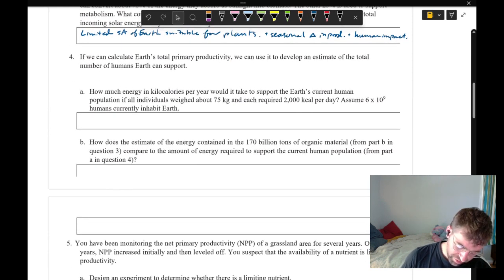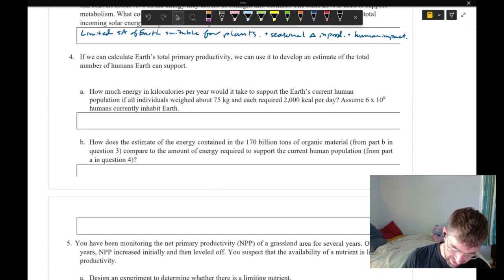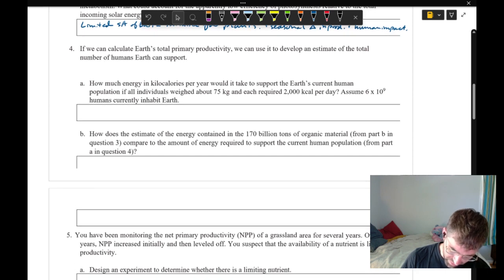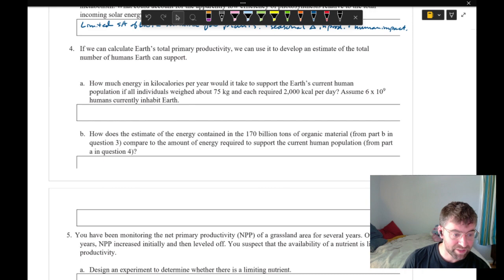If we can calculate Earth's total primary productivity, we can use it to develop an estimate of the total number of humans Earth can support. How much energy in kilocalories per year, if you're from the United States, we just call this calorie, would it take to support the Earth's current human population if all individuals weighed about 75 kilograms and each required 2,000 kilocalories per day? Assume 6 times 10 to the ninth humans currently inhabit Earth.